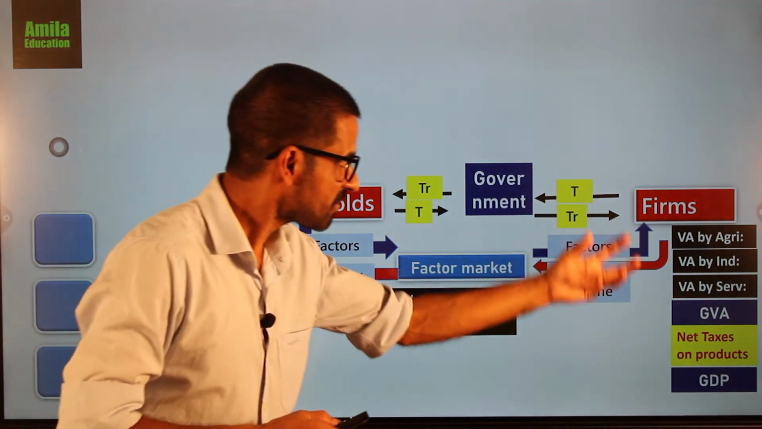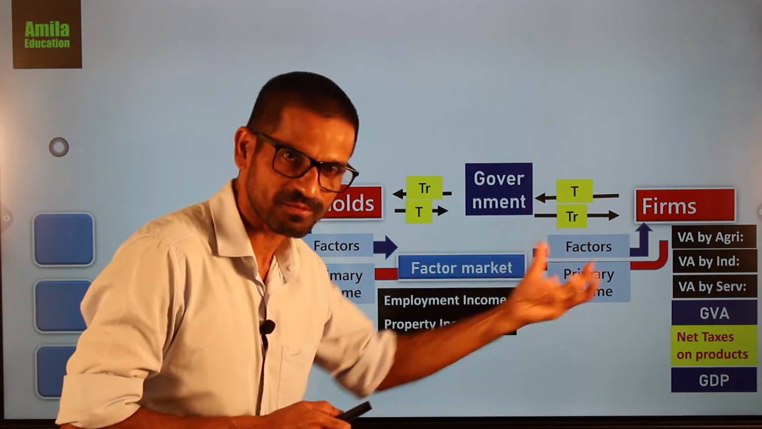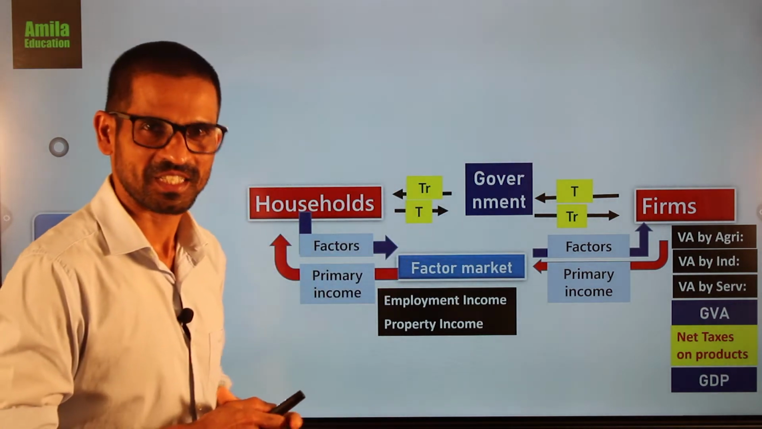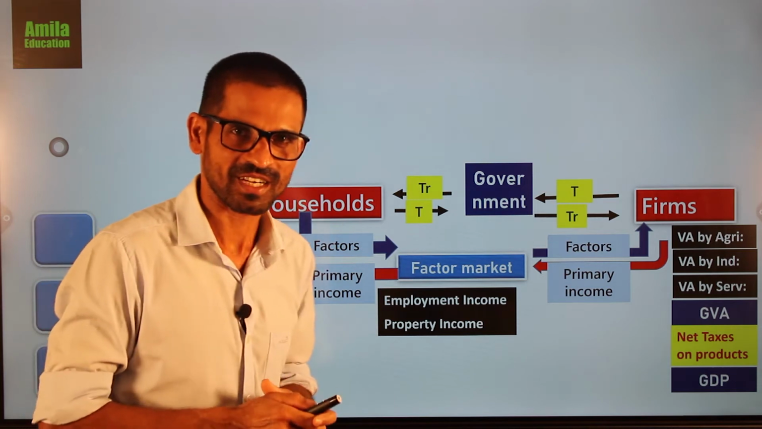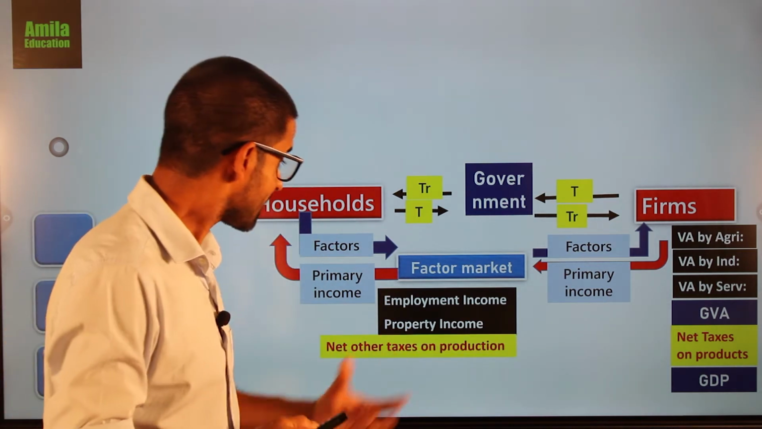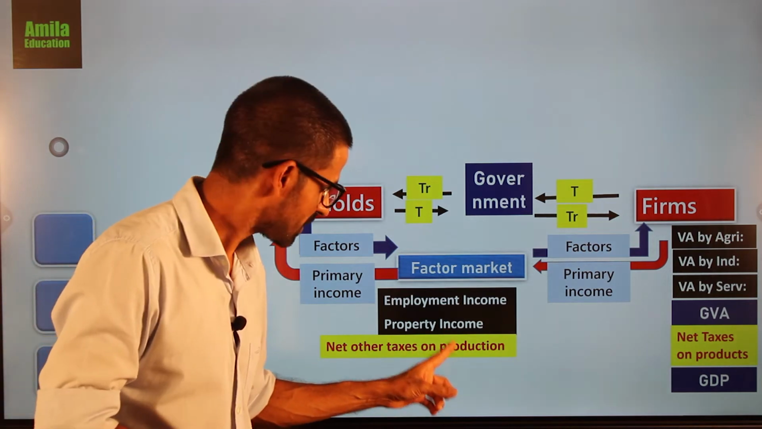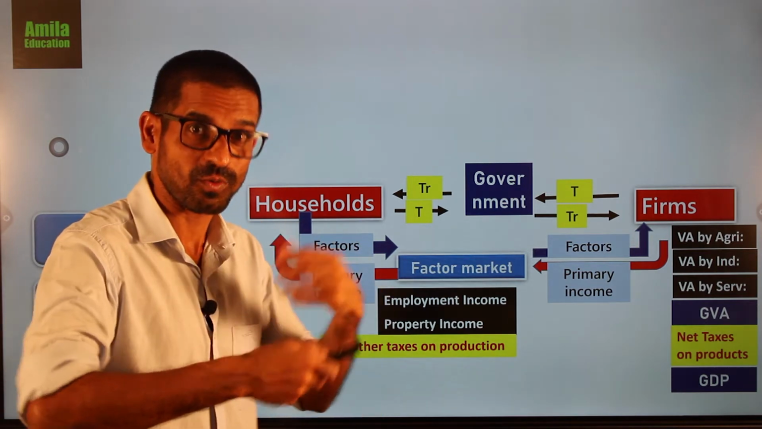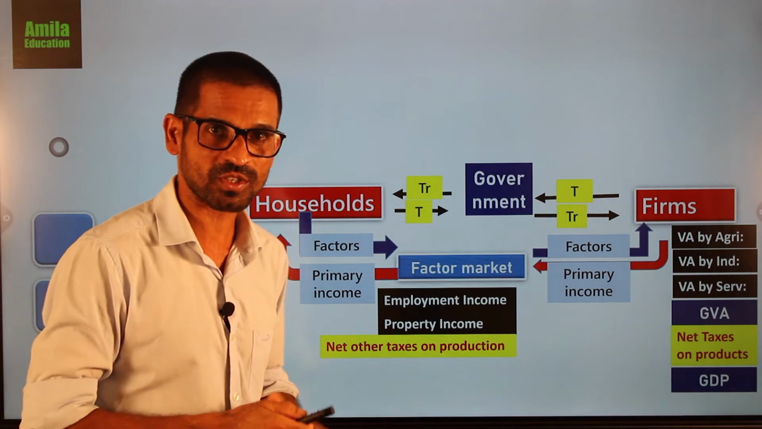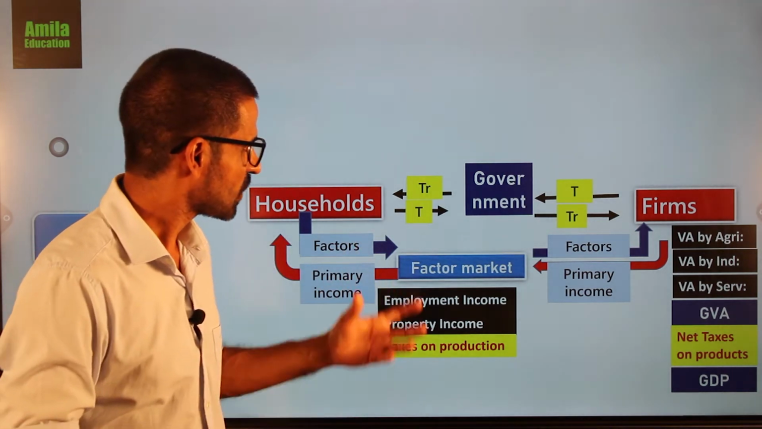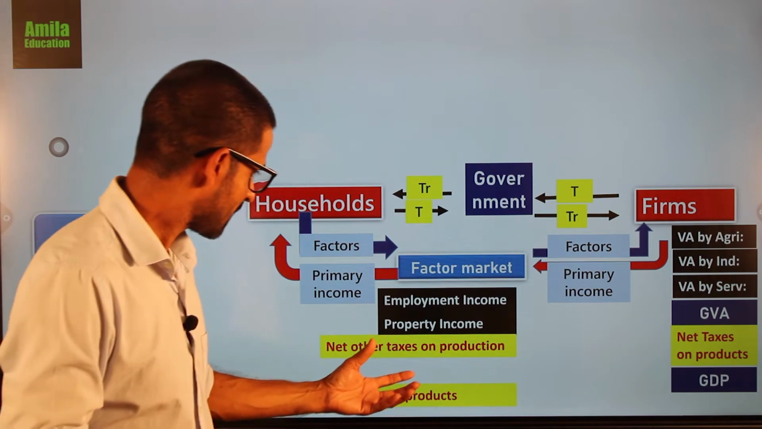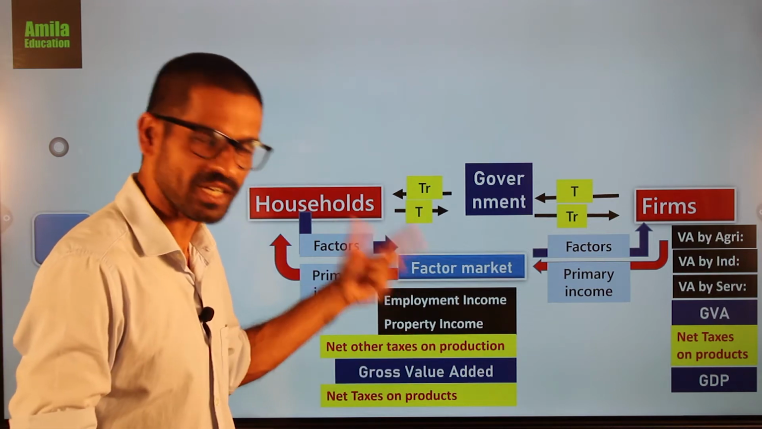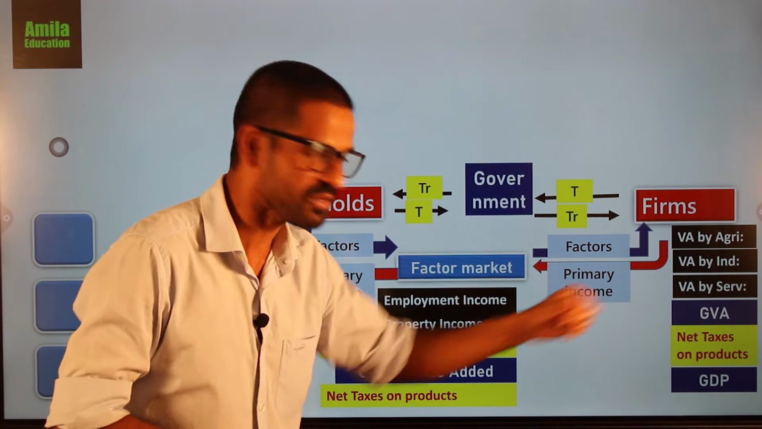Then within this value addition process, within this production process, the government imposes taxes, which are known as net other taxes on production. Remember the word. Here products, here production. These taxes are imposed on the value addition process. So when you add this, what do you get? Gross value added, because these taxes are imposed on the value addition process. So this is within the gross value added, GVA.